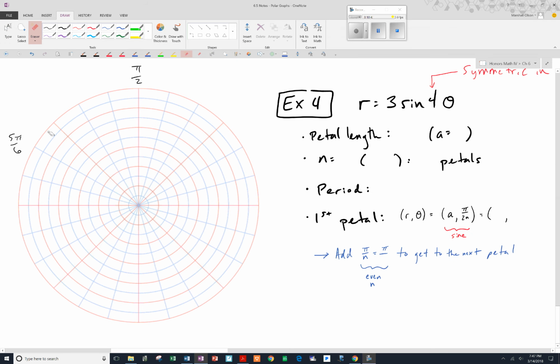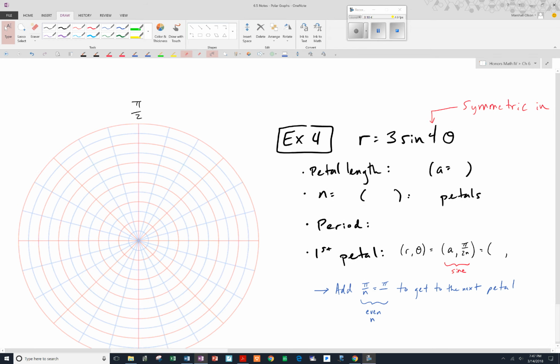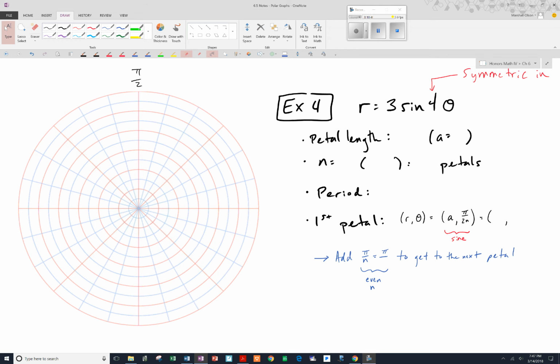I still have these on from the very first example. All right, in example 4, it's going to be our last one here for our rose graph. In example 4, we have an even number for n again. N is 4, which is even, which means we're actually going to have 8 petals. And the petal length is going to be 3, because A is 3.